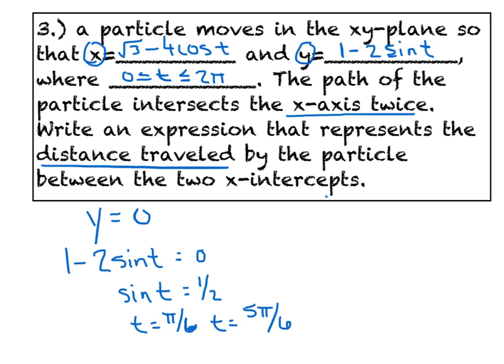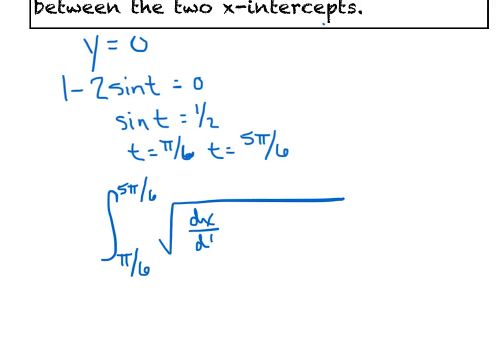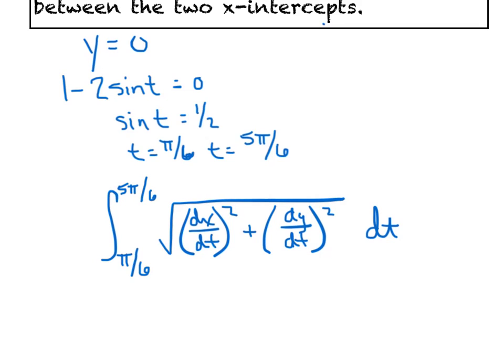distance traveled within that interval. And parametrically speaking, total distance traveled is the exact same thing as arc length. So I've just got to recall that formula. We're going to say that we're integrating from pi over 6 to 5 pi over 6. And then it's basically that speed expression, the square root of dx dt squared plus dy dt squared.